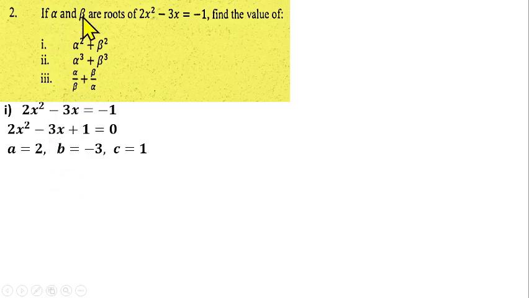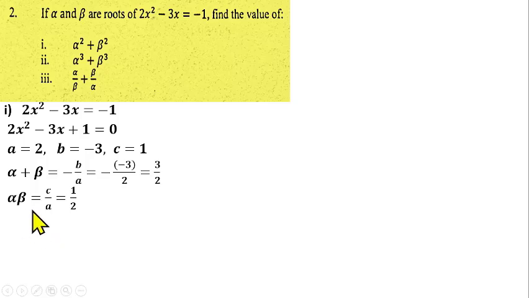If alpha and beta are the roots, then alpha plus beta will give us the sum of the roots, which is equal to minus b over a. Our b is minus 3 over a, which is 2. So minus times minus gives us plus, so that gives us 3 over 2 for the sum of the roots of this quadratic equation.